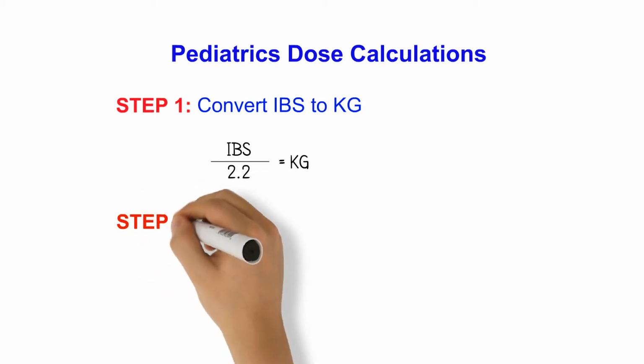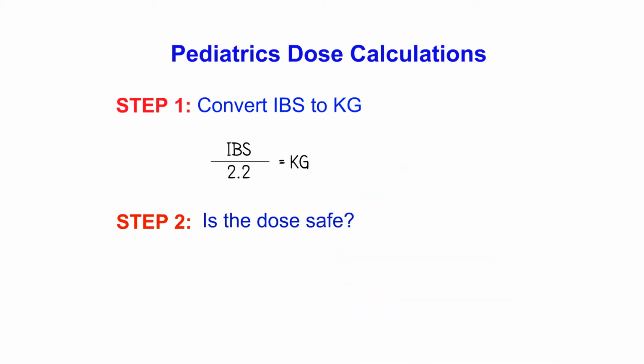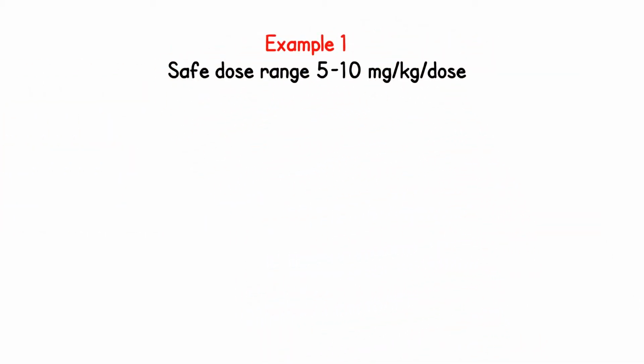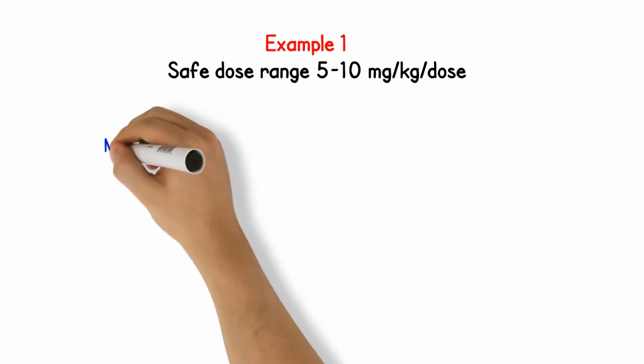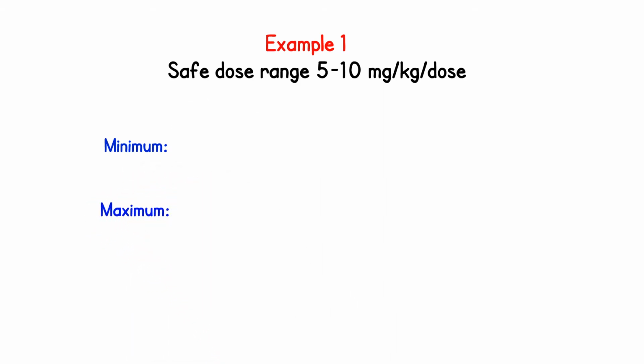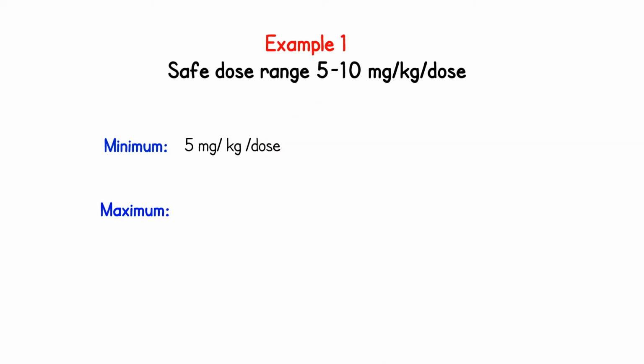Step 2, check and make sure the dose is safe. For example, you might get something like this. Safe dose range, 5 to 10 milligram per kilogram per dose. So you have to figure out the minimum and maximum dose. The way you figure out the minimum and maximum is by taking the minimum of 5 milligram per kilogram per dose and a maximum of 10 milligram per kilogram per dose.